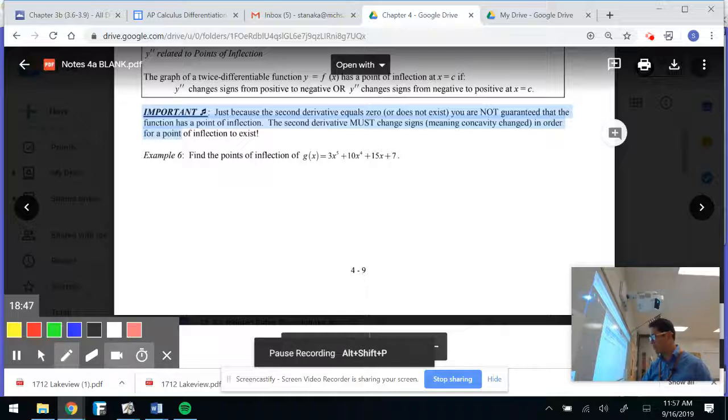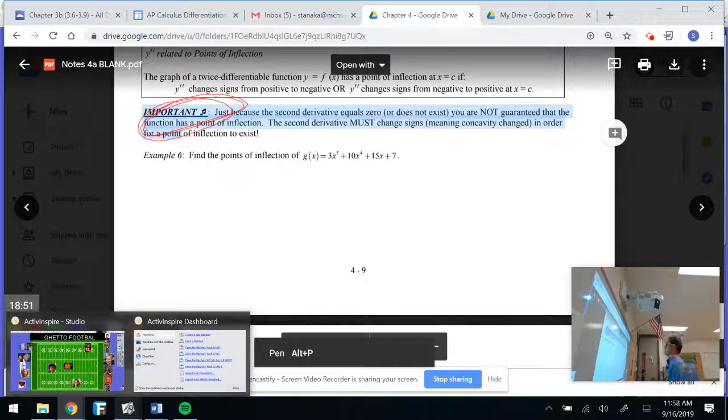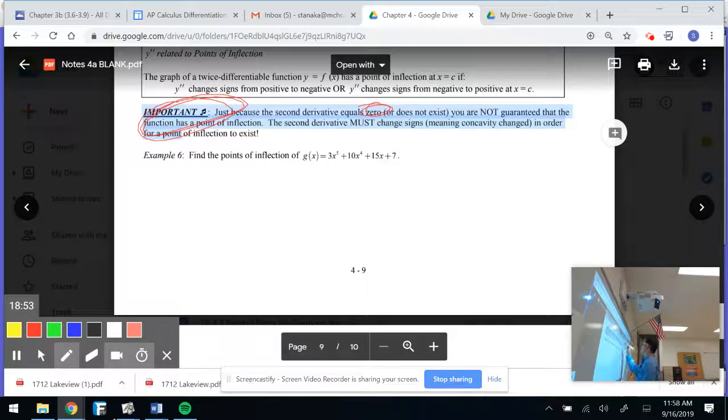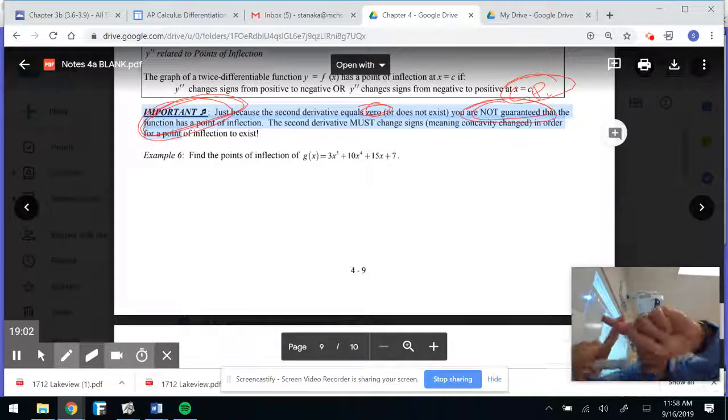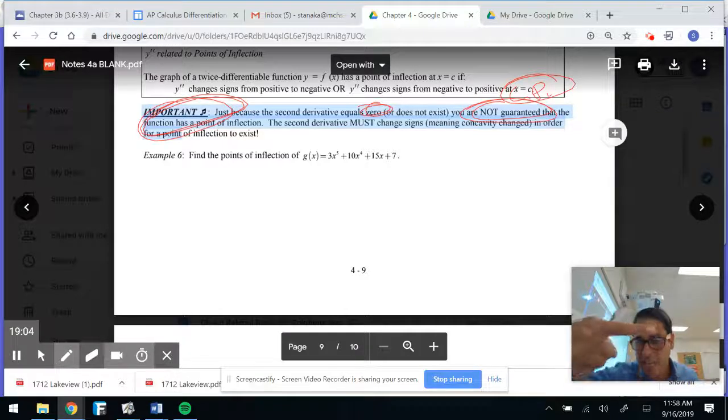One of the biggest mistakes made in AP Calc is this important thing right there. Just because the second derivative is 0 or DNE, which means it gives me a critical point, it does not guarantee that it's a point of inflection. You want to remember, it's only a point of inflection if it changes from positive to negative or negative to positive. What am I talking about? Well, let's do the next example and check it out.